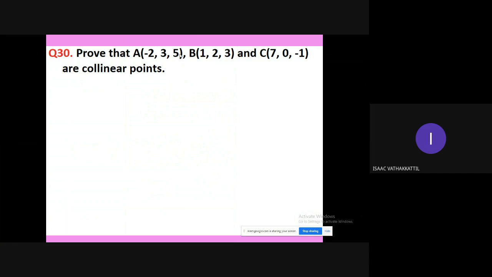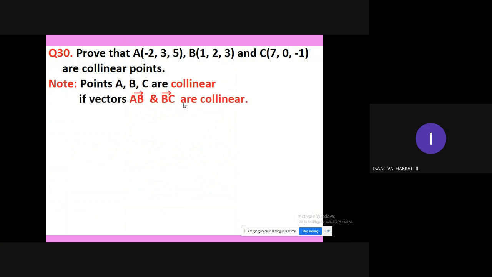Prove that points A, B, and C, whose coordinates are (-2, 3, 5), (1, 2, 3), and (7, 0, -1), are collinear points. Remember, points A, B, C are collinear points. Well, when can you say the points A, B, C are collinear? If you have vectors AB and BC are collinear vectors.